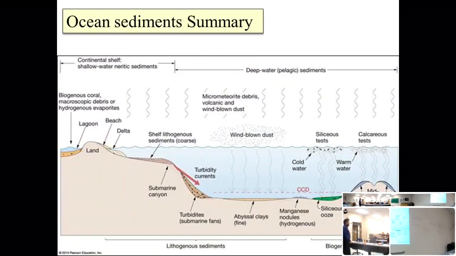Okay, this is a really good slide. I'm not going to really talk about it too much, but this would be a really good slide to just go back and look at and contemplate, because it's a very good summary of almost everything that we've talked about, like terrigenous sediments and turbidity currents and abyssal clays, manganese nodules and silica ooze and calcareous ooze. Okay, it's all there. So it's a really good summary slide that I would recommend for study when you're preparing for the next midterm.